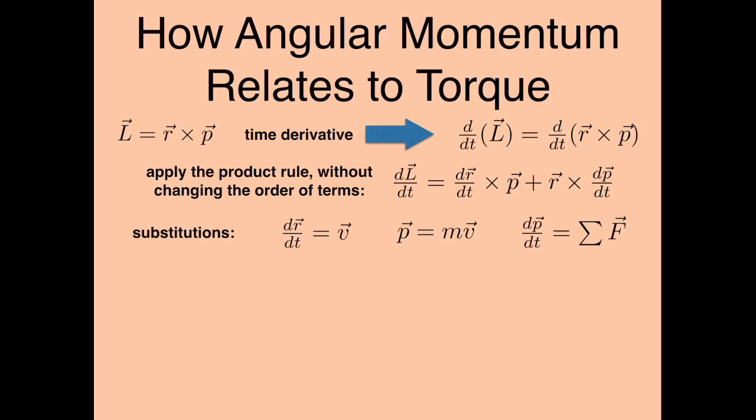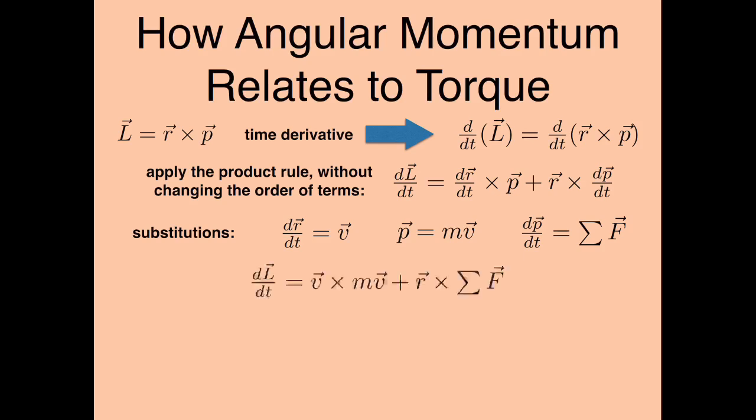Okay, so we're going to make a number of substitutions next. First, dr dt, that's the time derivative of position. That's just velocity, right? Velocity is the derivative of position with respect to time. Where you see p here, that's the linear momentum, which is mass times velocity, so you can sub that in right there. And then also where you see dp dt right here, that's just the net force acting on the particle. So that's something we derived back in chapter 9, by the way.